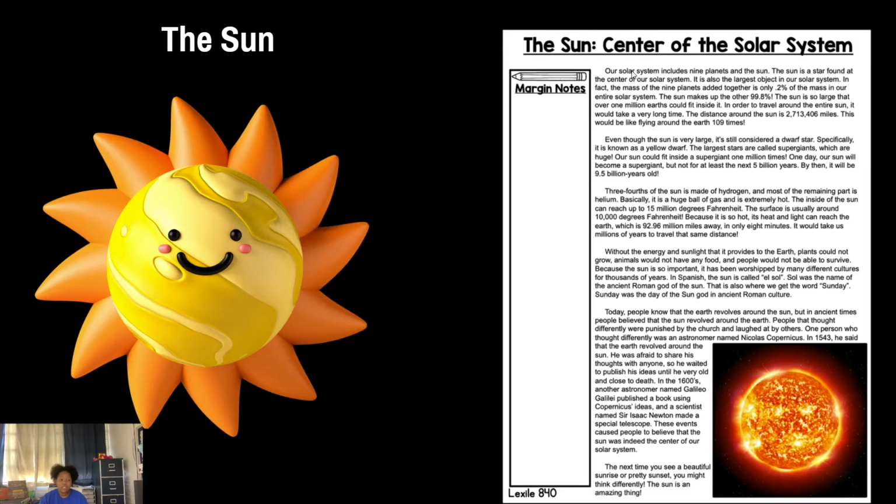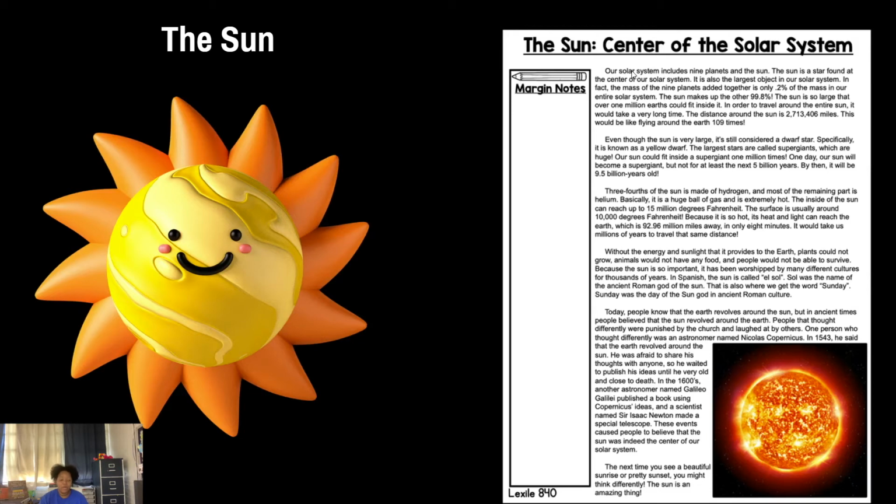Because the sun is so important, it has been worshipped by many different cultures for thousands of years. In Spanish, the sun is called El Sol. Sol was the name of the ancient Roman god of the sun. That is where we get the word Sunday. Sunday was the day of the sun god in ancient Roman culture.